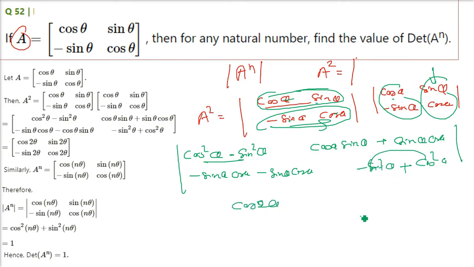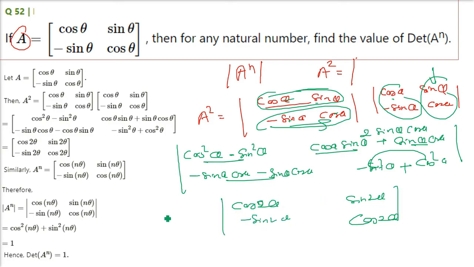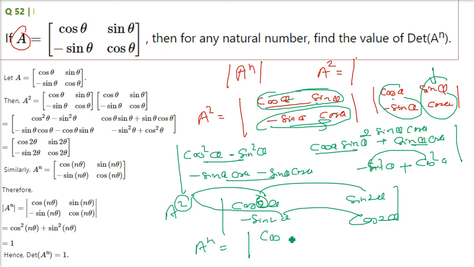So cos square theta minus sin square theta is cos 2 theta. I am writing it here. And sin theta cos theta plus sin theta cos theta is 2 sin theta cos theta, and twice sin theta cos theta is nothing but sin 2 theta. Just write sin 2 theta here. Here also minus sin 2 theta. If you take minus common, you will get the same thing. Now when we took A square, this 2 is coming here, here, and here. So A raised n, when we generalize, will be [cos n theta, sin n theta; minus sin n theta, cos n theta].